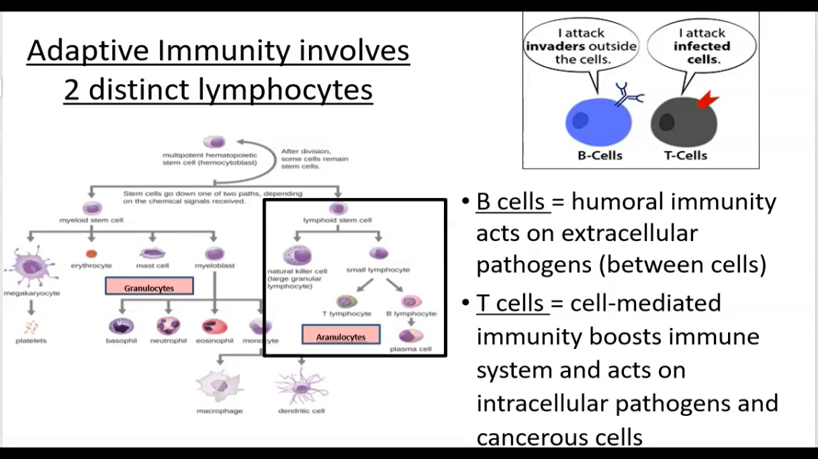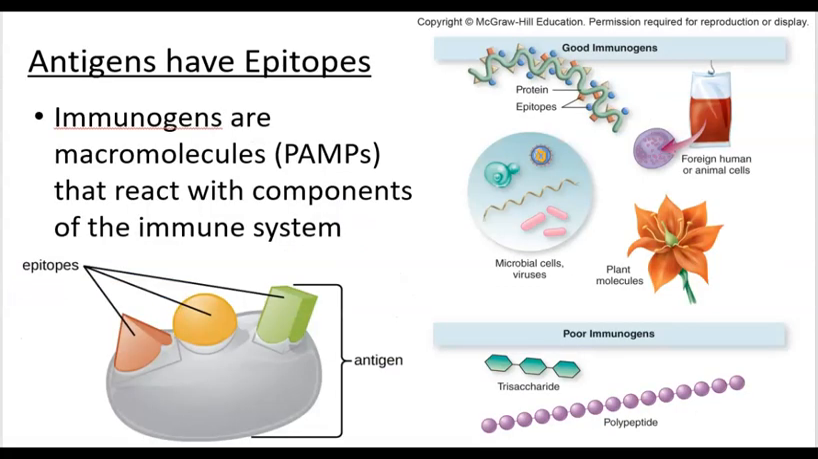And when we look at this process, we refer to foreign objects as antigens, and it just comes from the term antibody generator. These are immunogens that are generating an immune response, and they're typically going to be macromolecules that are out there. And if you remember our PAMPs, the pathogen-associated molecular patterns, those are unique to specific pathogens that are out there.